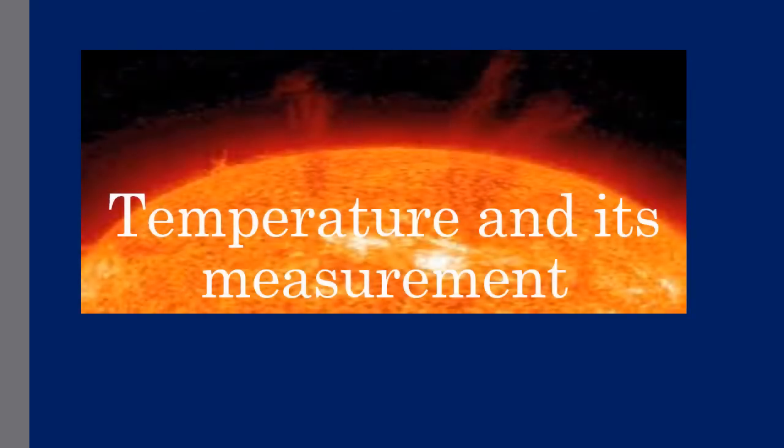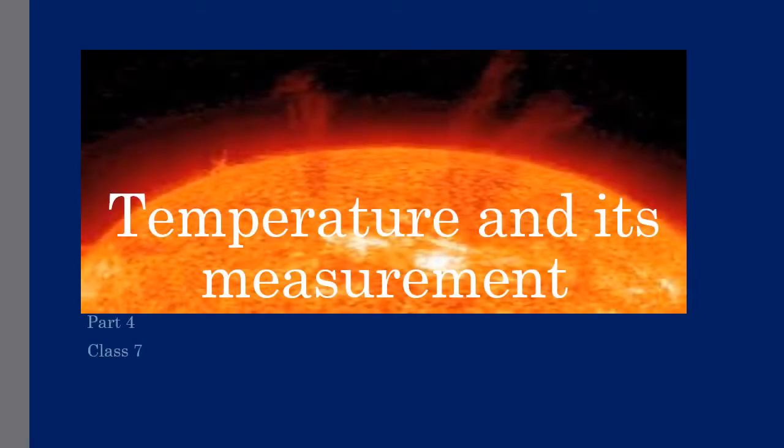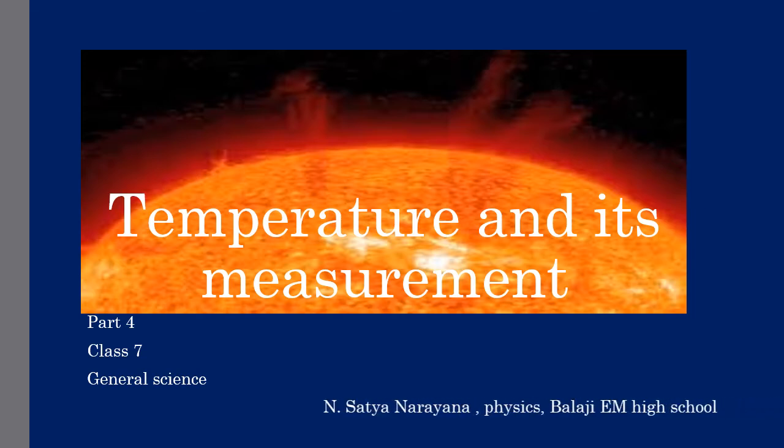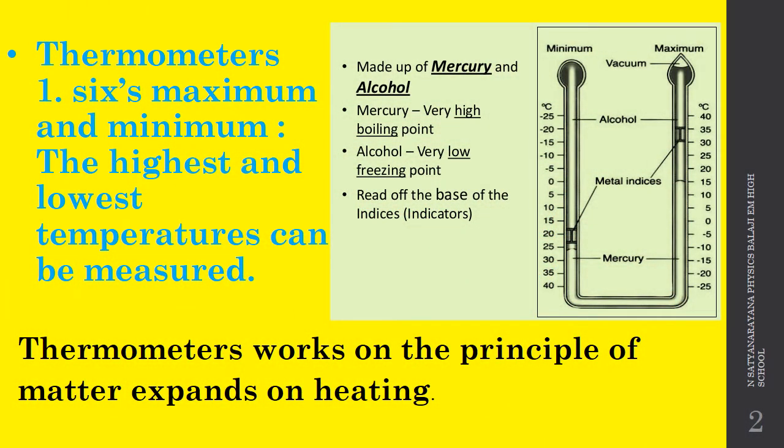Right, I will continue the next part of the lesson, that is temperature and its measurements, part 4. Okay, now you might have learned several things about heat, temperature and its measurement. Now in this lesson, you learn about different types of thermometers. First one, the maximum and minimum thermometer.